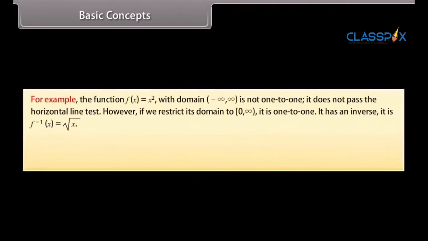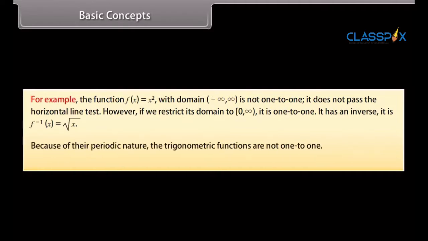For example, the function f of x is equal to x squared with domain minus infinity to infinity is not one-to-one. It does not pass the horizontal line test. However, if we restrict its domain to 0 to infinity, it is one-to-one. It has an inverse, f inverse of x equal to square root of x. Because of their periodic nature, the trigonometric functions are not one-to-one.